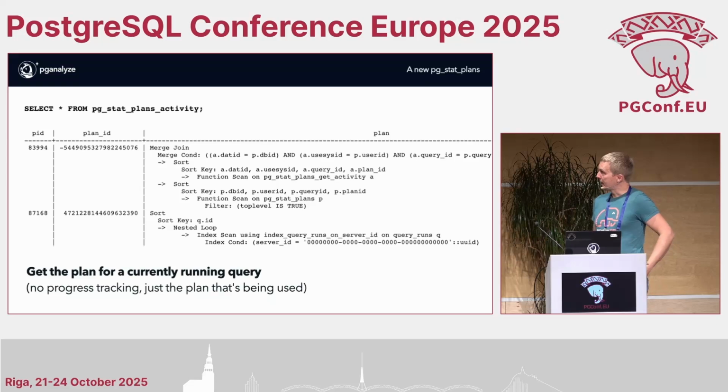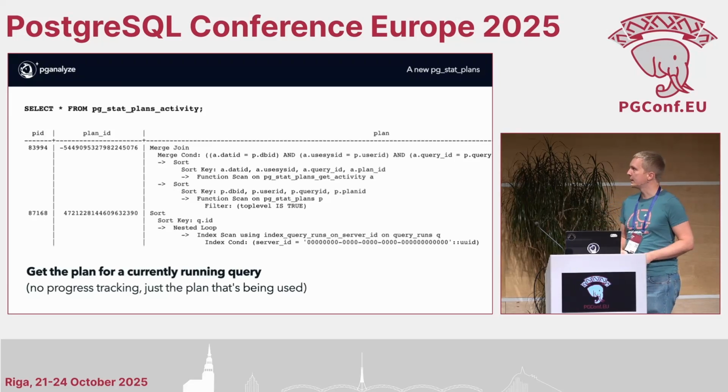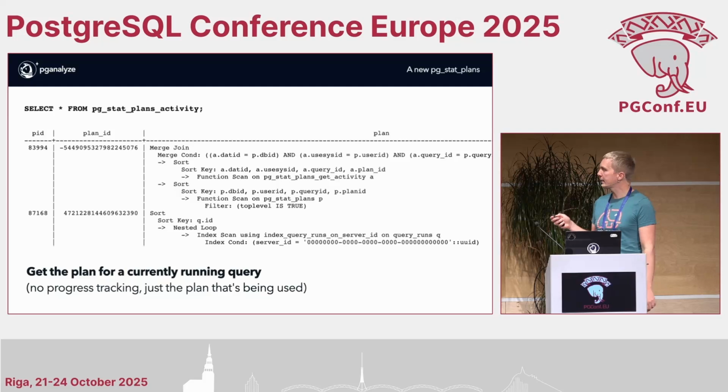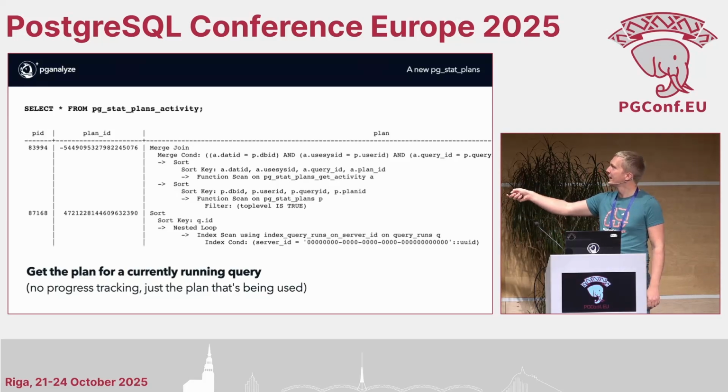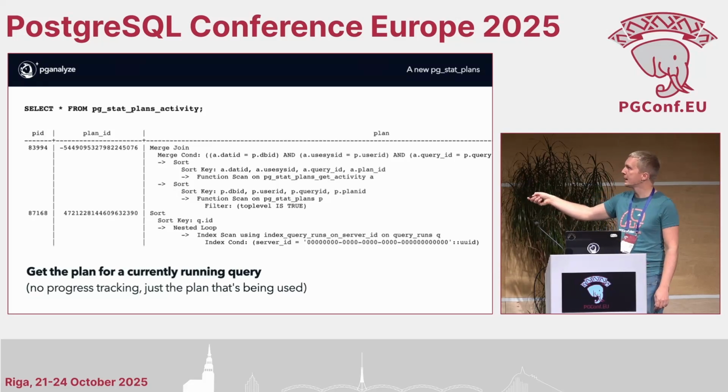And then I think the piece that is really exciting and requires Postgres 18 is what we call pg_stat_plans_activity. What this one does is it's not finished statements, it is statements currently running and which query plan they're using. So we see here a given PID, and we see which plan ID was being used, and then we see the plan text for that particular PID.